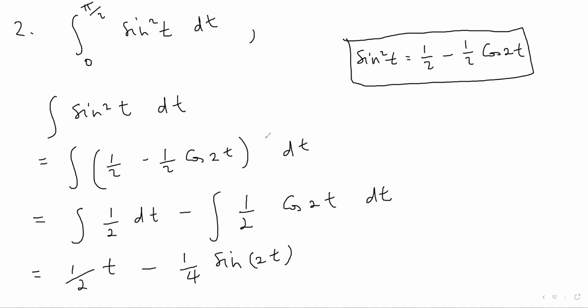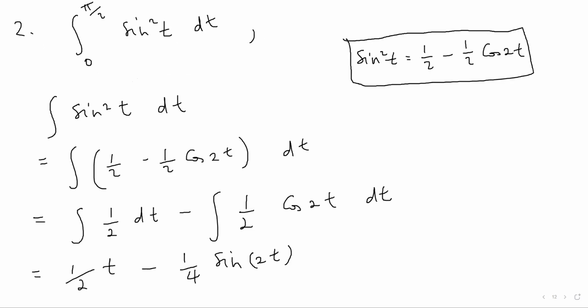So the indefinite integral of this function is half t minus a quarter sine 2t. Then to evaluate the definite integral, we use the indefinite integral. So now we say the following. Therefore, the definite integral of this function from 0 to pi over 2 of sine squared t dt is equal to the following.